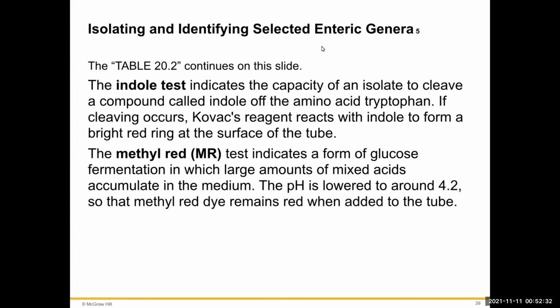The indole test tests the capacity of an isolate to cleave a compound called indole off the amino acid tryptophan. Tryptophan is one of the 20 amino acids. It's most common in turkey, and tryptophan is the precursor of melatonin, which explains why after Thanksgiving, which is coming up in a week or so, you eat lots of turkey.